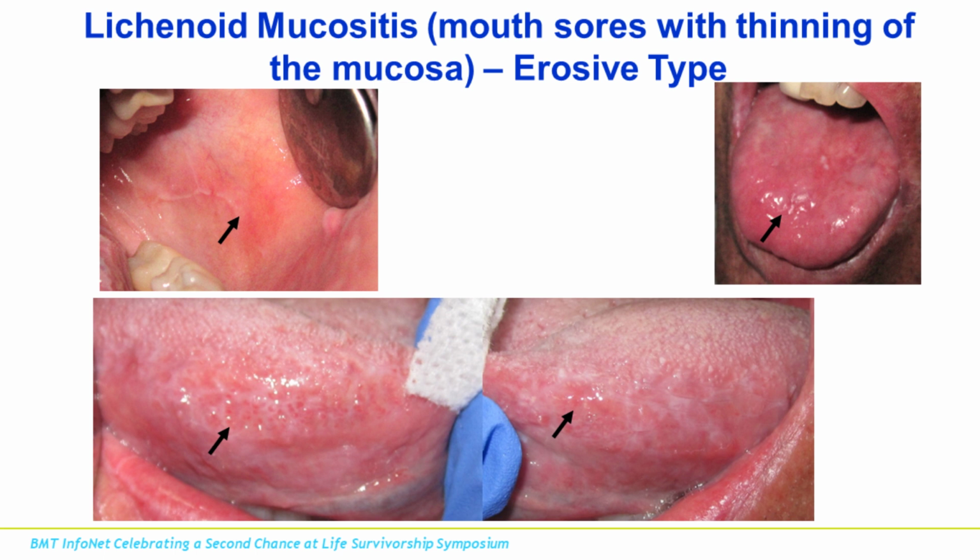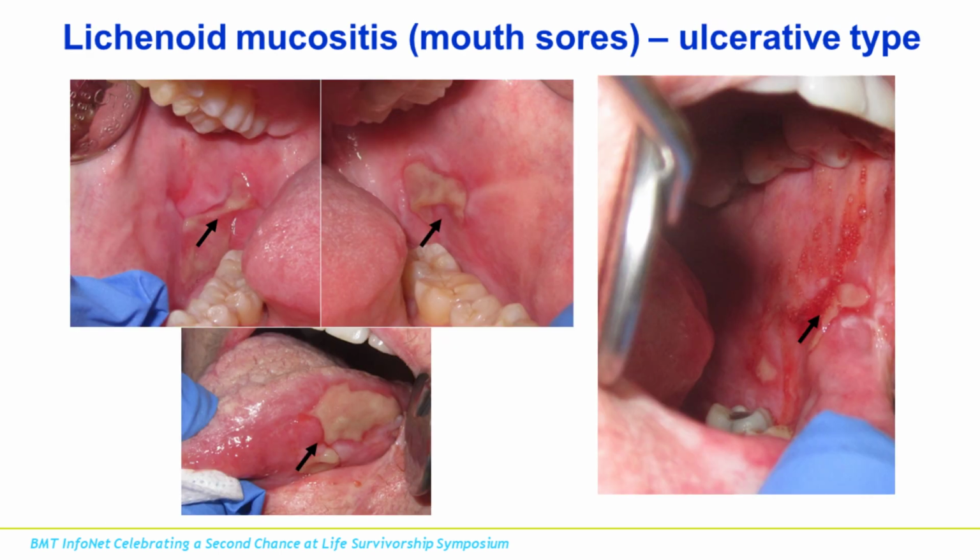Again, patients with this condition may need to be treated, and we'll come back to that in a minute. What is the treatment we usually prescribe for these patients? And in this form of lichenoid mucositis, these type of lesions are called ulcerated. These are the worst ones. They are the most painful. So you have an open sore like that.